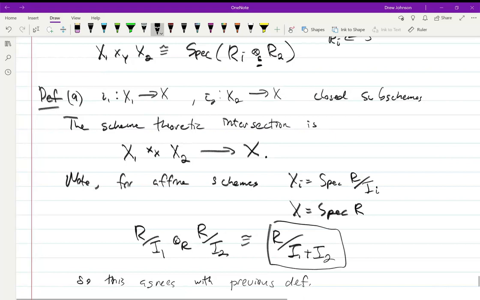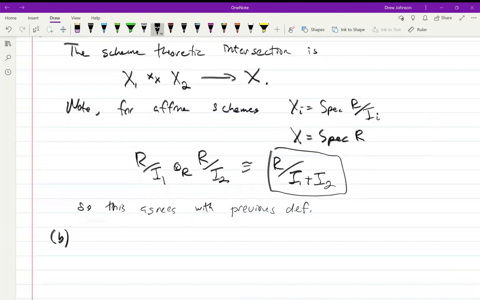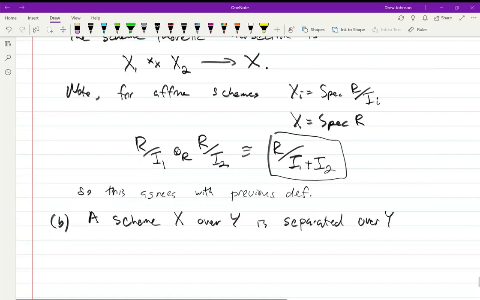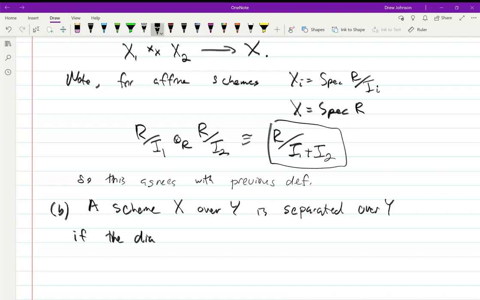Let's go on to definition B. This one you can probably guess once I start writing it. So a scheme X over Y is separated. Okay, but it has to be separated over Y. The separated condition is going to be relative to Y. If the diagonal X mapping into X cross X over Y is closed. So I guess I mean the image of the diagonal here.